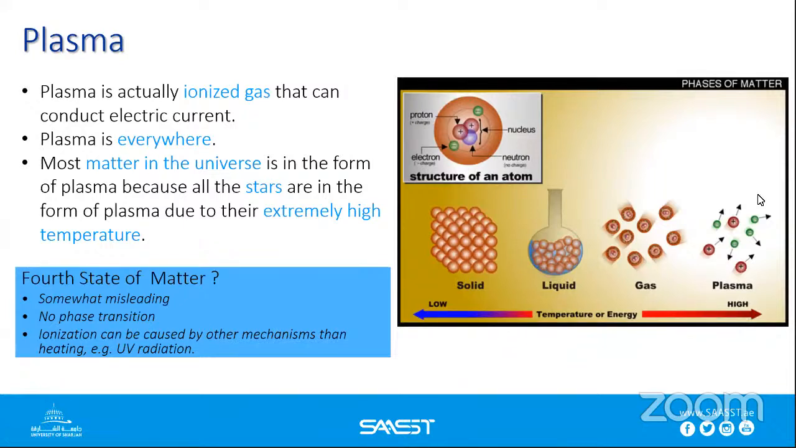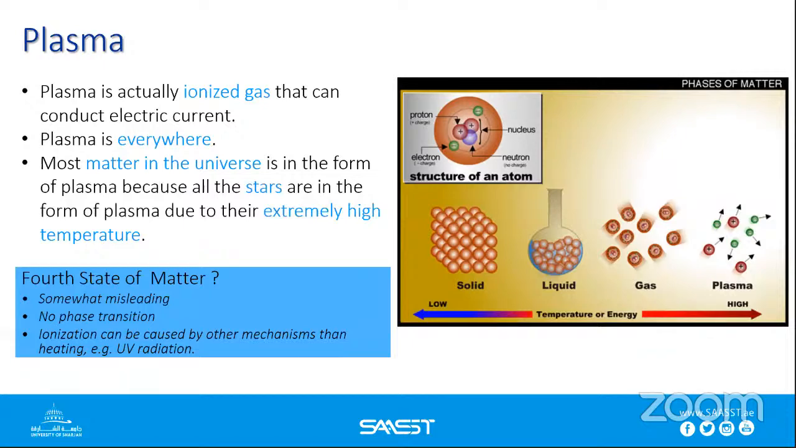Is it the fourth state of matter or not? Actually, this is kind of misleading, because we don't see any real phase transition between the gas and the plasma. And if you talk about ionization, is a transition? Ionization can happen by simply following the ultraviolet radiation. As we see in the ionosphere, the upper atmosphere is usually ionized due to ultraviolet radiation, and a plasma exists there.